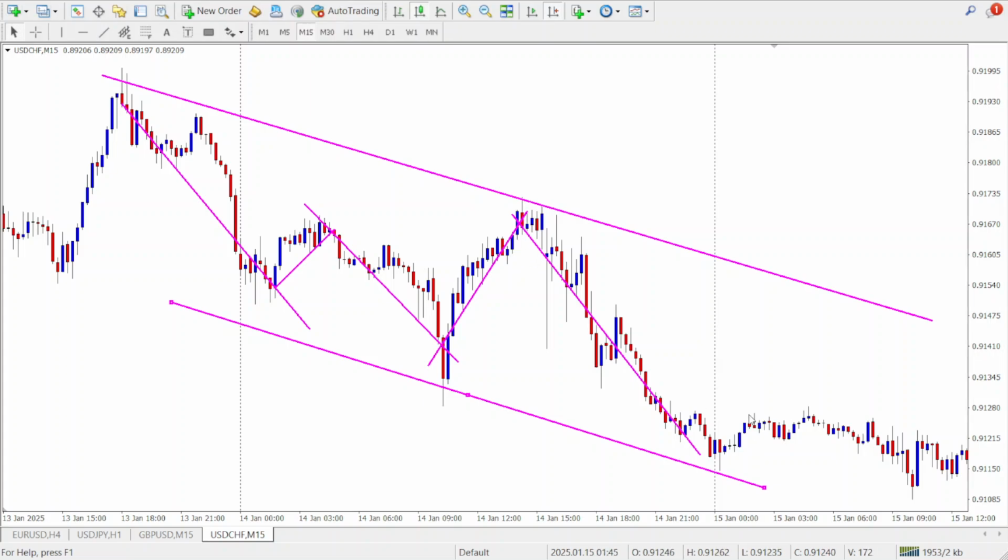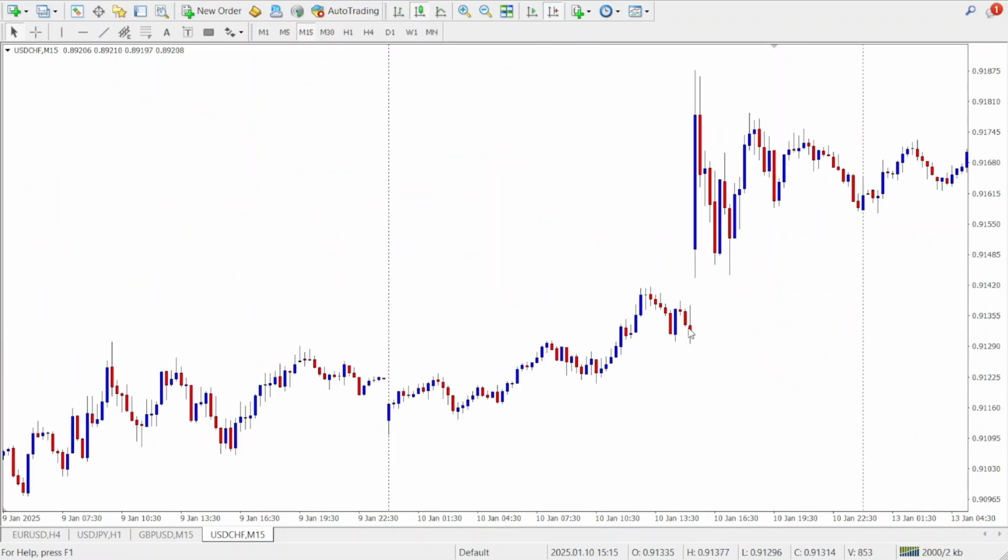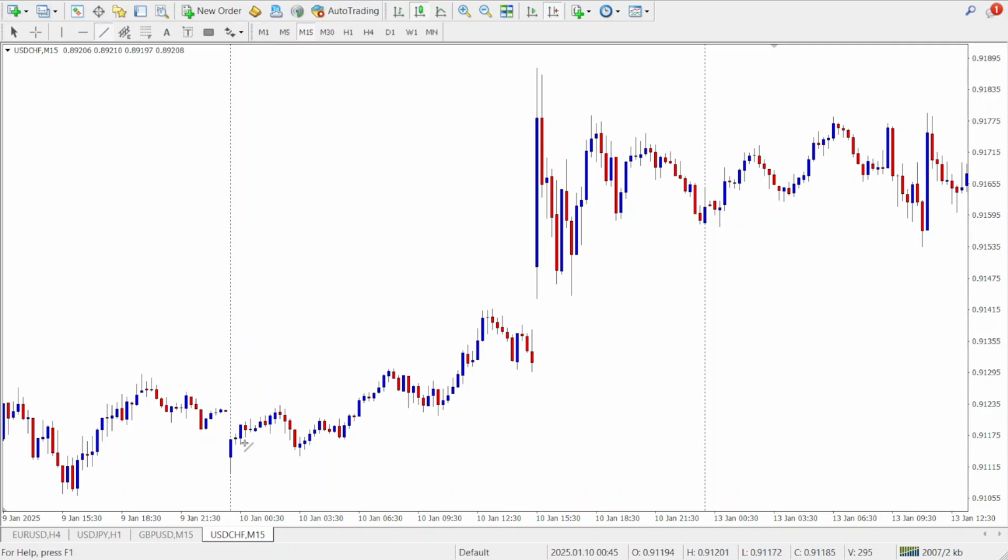We call the move in the direction of the trend an impulse move, and the pullback a corrective move. So pullbacks are just temporary retracements within the trend. If you are in a sell trend, pullbacks are going to be in the buying direction. If you are in a buy trend, pullbacks are going to be in the selling direction. It's as easy as that.